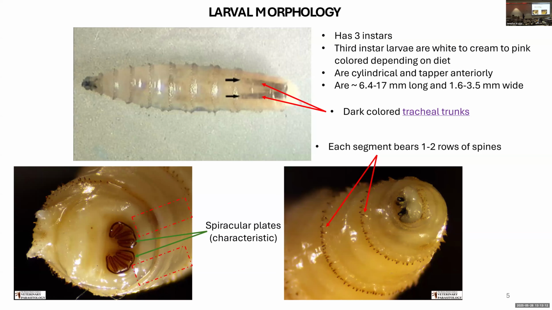Now, when you go anteriorly, you see two hooks on the mouth. But one of the major features is that on each segment, you have 1 to 3 rows of spines that go round, anteriorly, dorsally and ventrally, round each of the segments of the larvae. This is important because so many larvae of bots, of myiasis-causing flies, have different morphologies, which helps us to identify them. But as I said, the moment you take one fly and it has this, that is Cochliomyia. It's that simple. All right, so now let's talk about the life cycle.